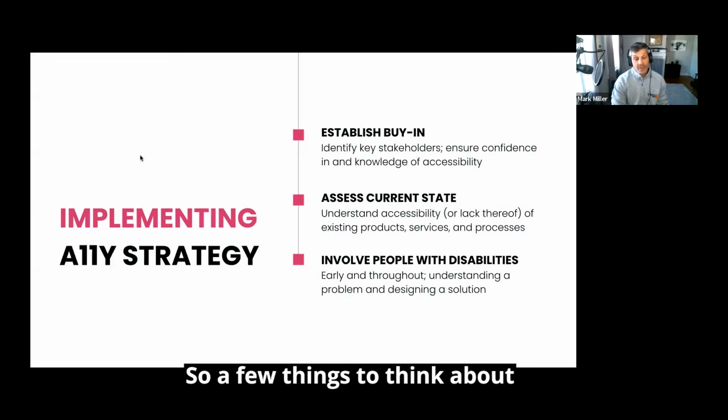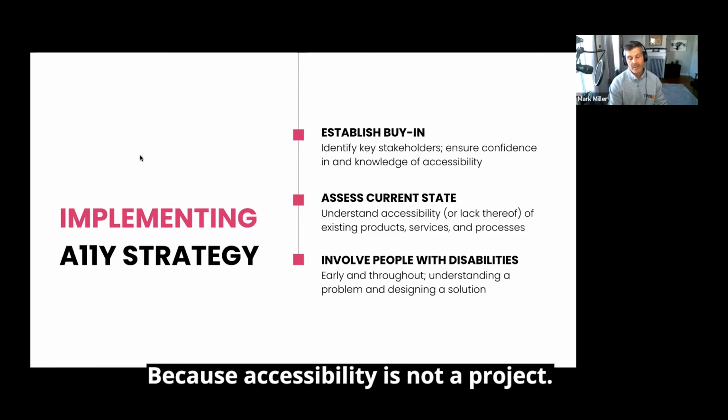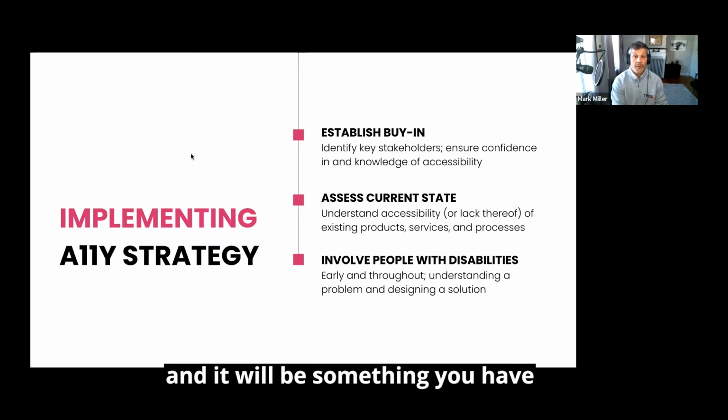So a few things to think about when you're implementing an accessibility strategy, and you're starting especially to think about this from a long-term perspective, like what should I start to think about and put in place now that might help me continue moving forward, because accessibility is not a project, it's a process, and it will be something you have to continue to pay attention to.